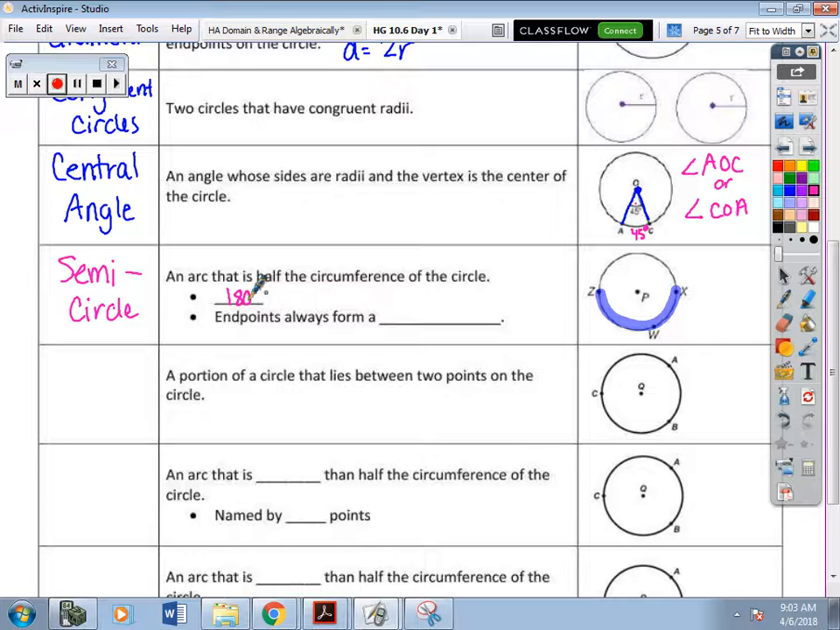The endpoints will always form a what if we connect them? A segment, but more specifically, a diameter. Because it'll go through the center and it'll be a segment.